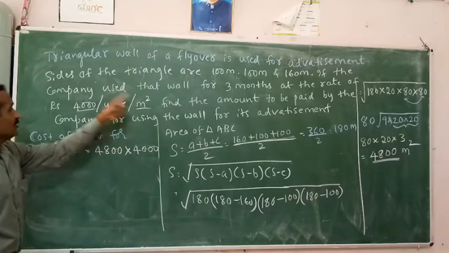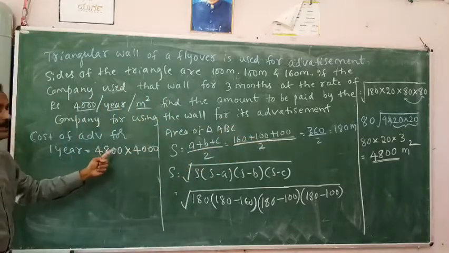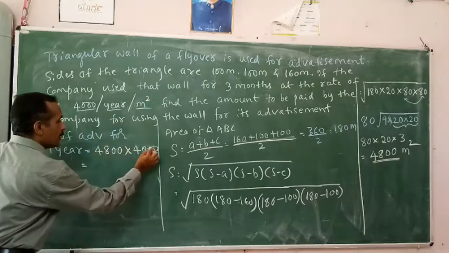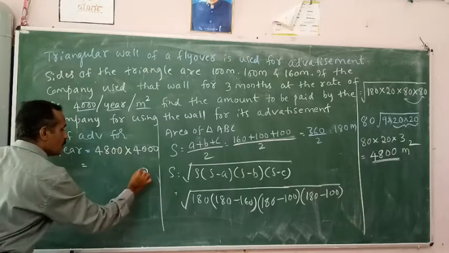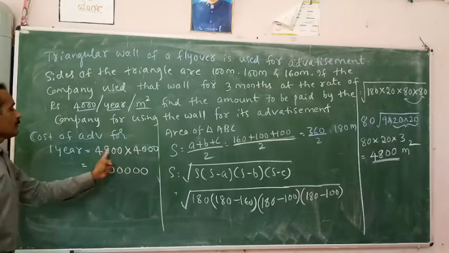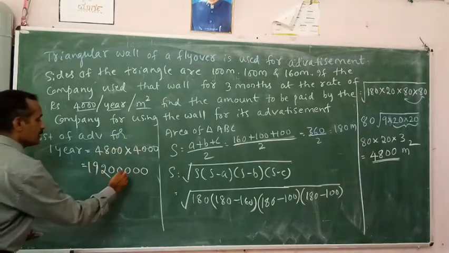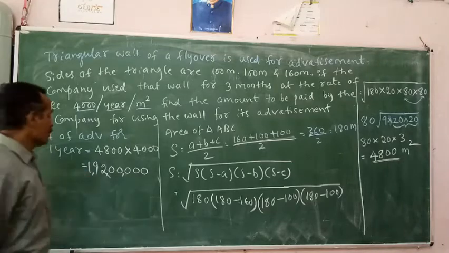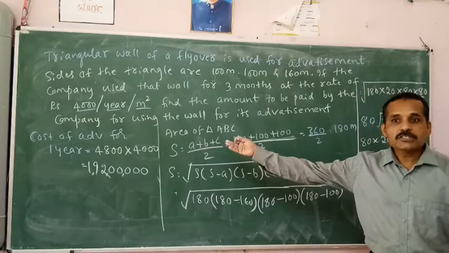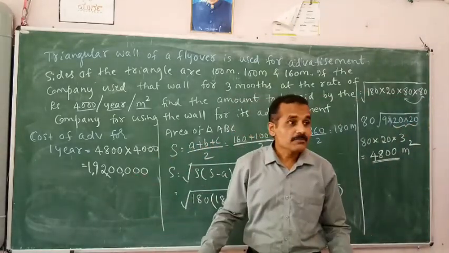Why? 1 meter square, 4,000 rupees. That much meter square, how much of this? It is exactly 4,800 into 4,000. It is 1, 2, 3, 4, 5 zeros. Okay. 4 8s are 32, carry 3, and it is 19. It is 1 crore 92 lakhs. This much is the amount. 1 crore 92 lakhs. For how much time?